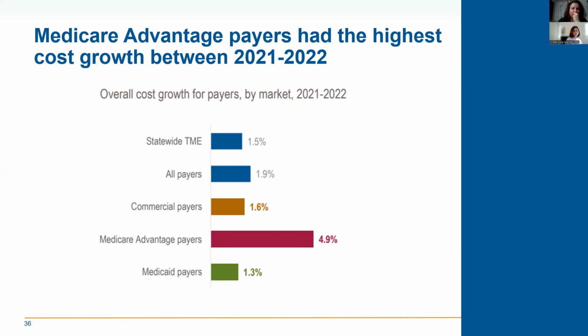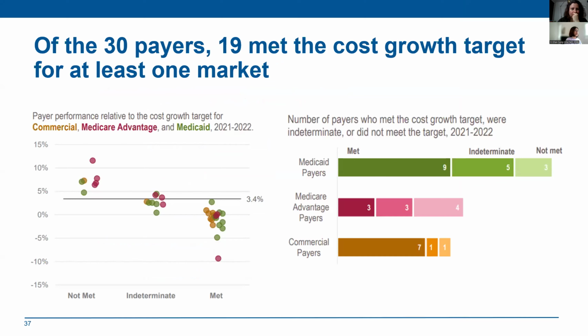And among all these three markets, Medicare Advantage payers have the highest cost scores between the measurement period 2021 to 2022. Next slide, please. And out of the 30 payers statewide, we do see 19 of them met the cost scores target for at least one market. If we look at the bar chart on the right, we will see for the Medicaid, three payers that didn't meet the target, which means they exceed the target.